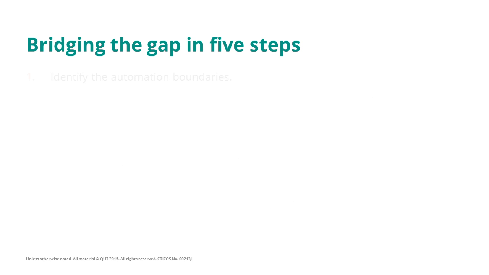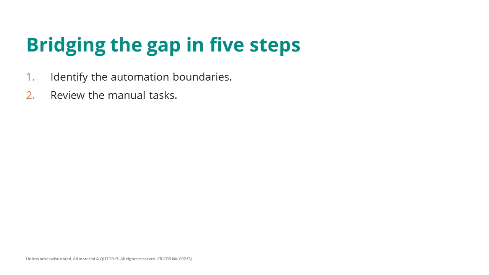First, we start by identifying the automation boundaries, meaning that we need to understand what can be automated and what needs to be left out of the control of a BPMS. Because if we would try to force the BPMS to also implement these other elements, then we would not gain any efficiency.